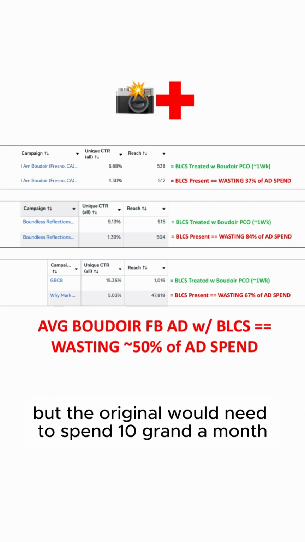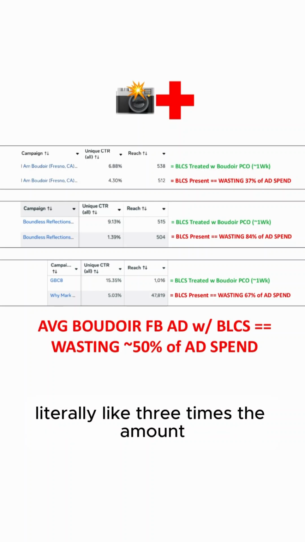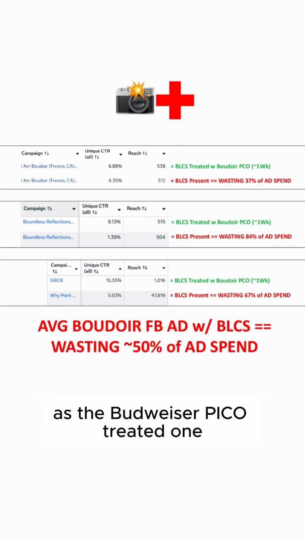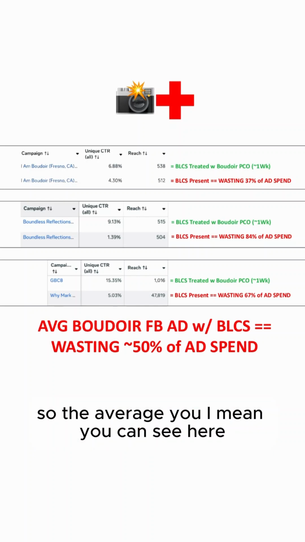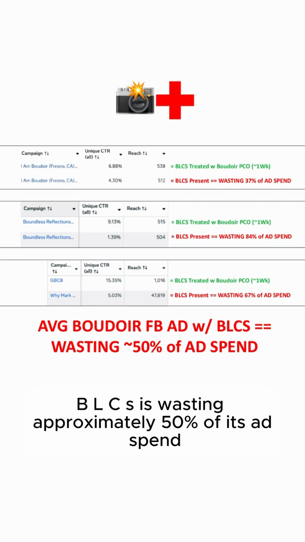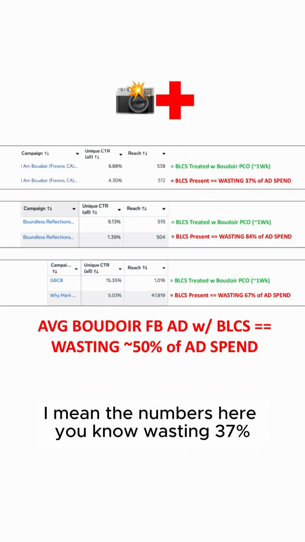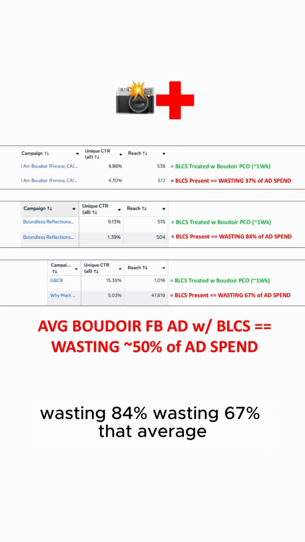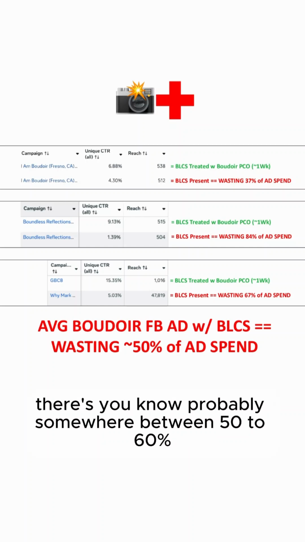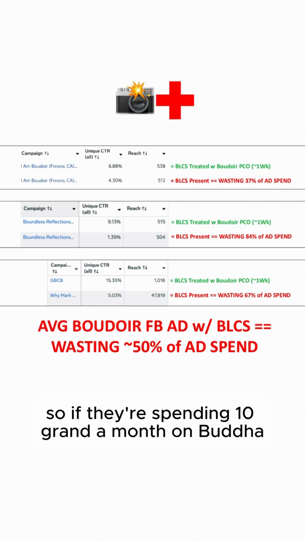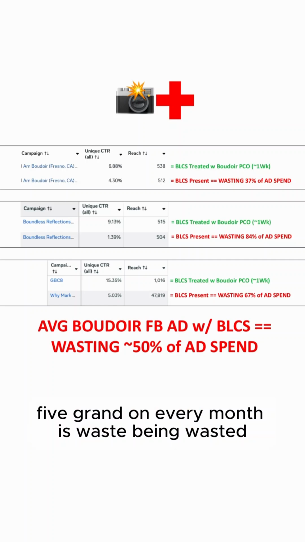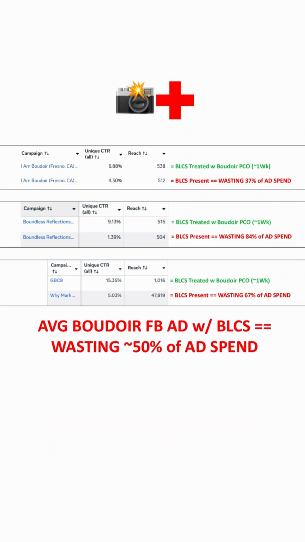But the original would need to spend 10 grand a month, literally like 3 times the amount as the Boudoir Pico treated one. So the average Boudoir Facebook ad with BLCS is wasting approximately 50% of its ad spend. The numbers here, wasting 37%, wasting 84%, wasting 67%. That average is probably somewhere between 50 to 60%. So if they're spending 10 grand a month on Boudoir Facebook ads, on average, 5 grand every month is being wasted, thrown down the drain.